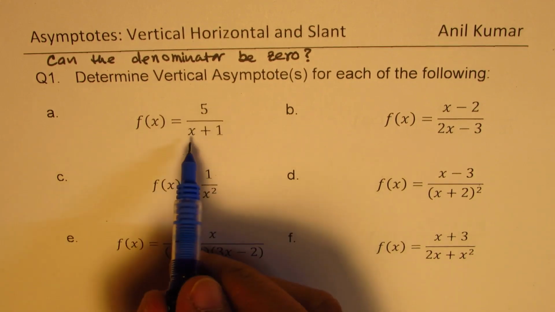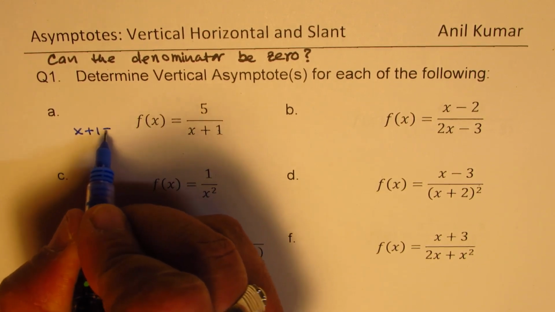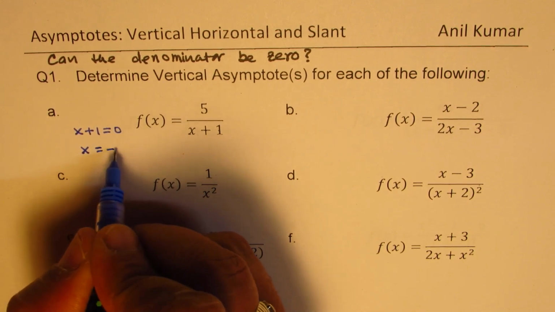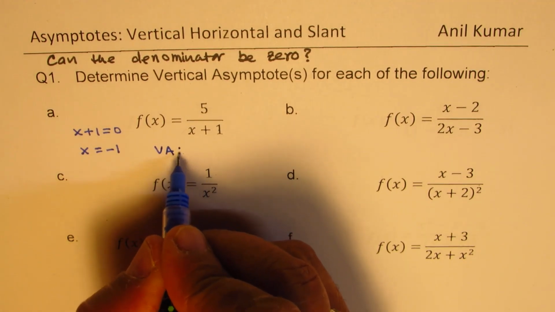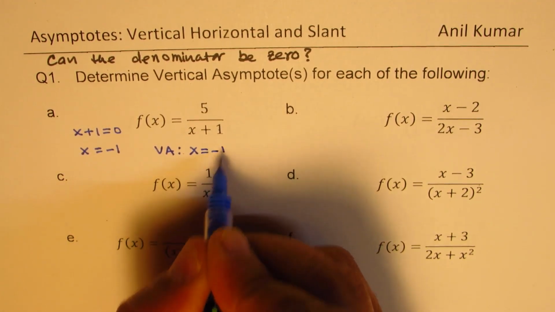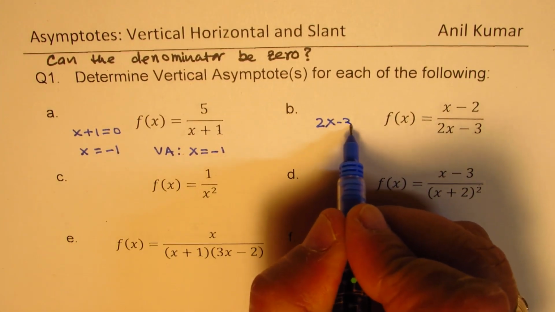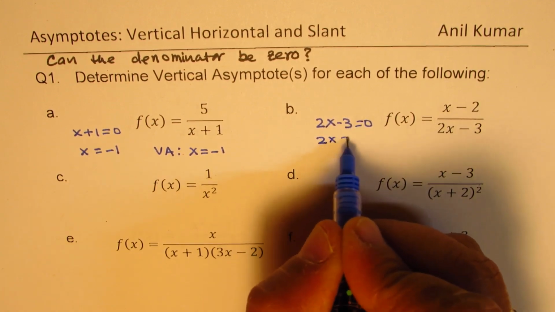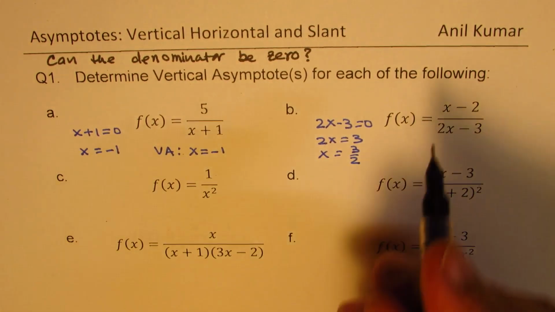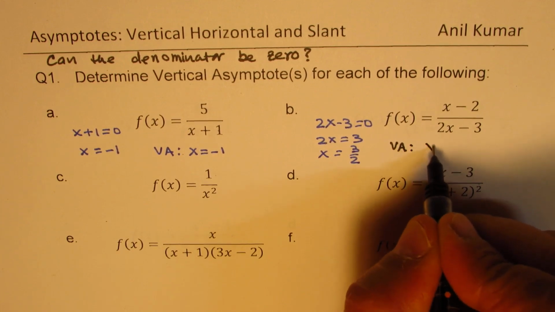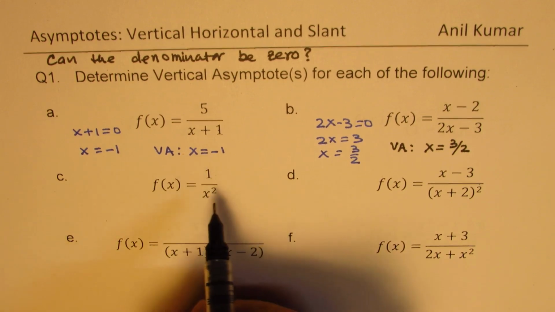So for the very first function, x equals minus 1 makes it 0, right? So we have x plus 1 equals 0. That means x equals minus 1, right? And that means we have a vertical asymptote. So we have a vertical asymptote and the equation is x equals minus 1. Is that clear? Second, we'll just equate 2x minus 3 to 0, and then we say 2x equals 3, x equals 3 over 2. And so we can say that there is a vertical asymptote x equals 3 over 2. Clear? Next equation. This is absolutely clear.